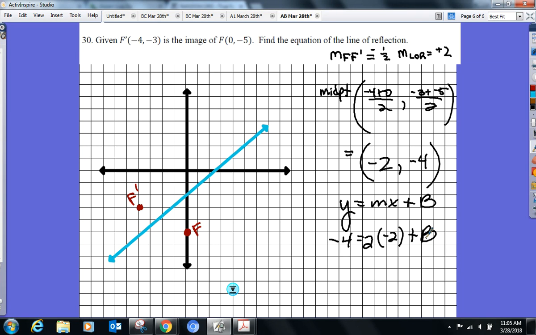I'm going to solve for b now. -4 equals 2 times -2 plus b, so -4 equals -4 plus b. Add the 4 over, you end up with b equals 0, I believe. Did I do that right? Not missing anything, am I? 0. So what's the equation of this line? y equals, what was the slope? 2x. You can put plus 0 if you want, but that's it.